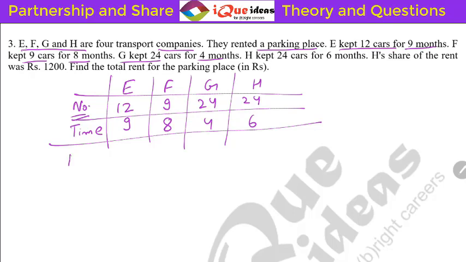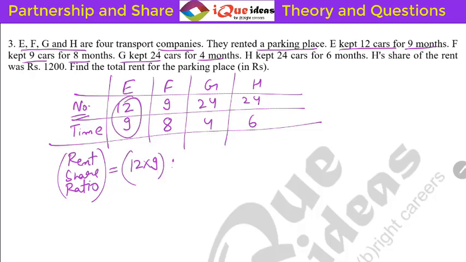So straight away, the rent share ratio will be calculated as the product of number into months, number into time. So for E, it will be 12 into 9, right? Then for F, it will be 9 into 8. For G, it will be 24 into 4. And for H, it will be 24 into 6. So whatever way you like, you can simply simplify this. Okay, so I think 3 cancels all the numbers.